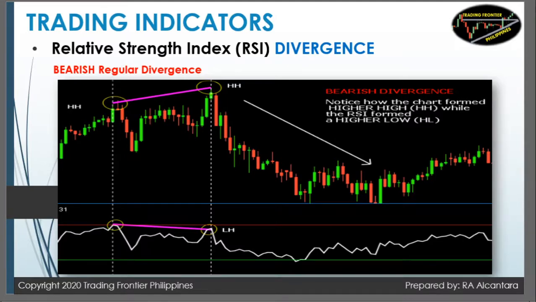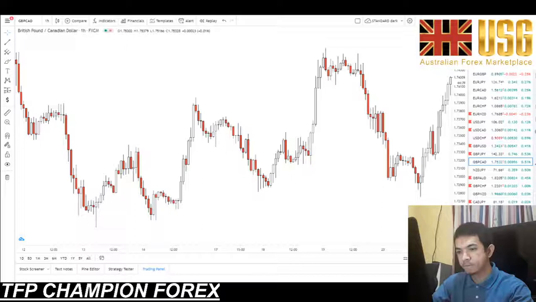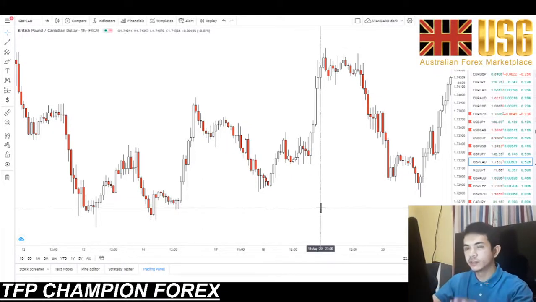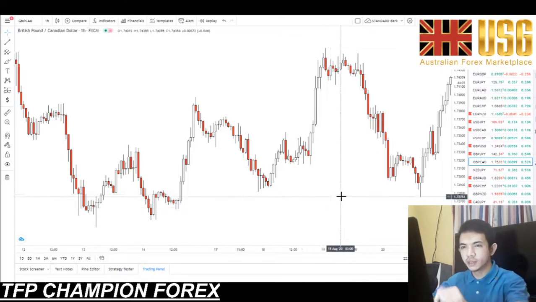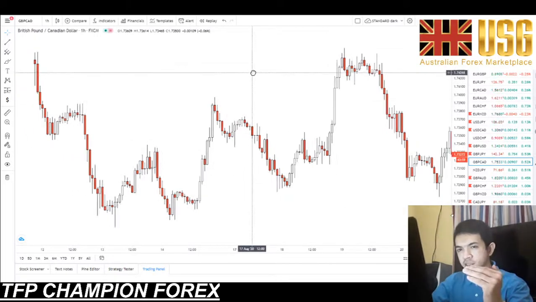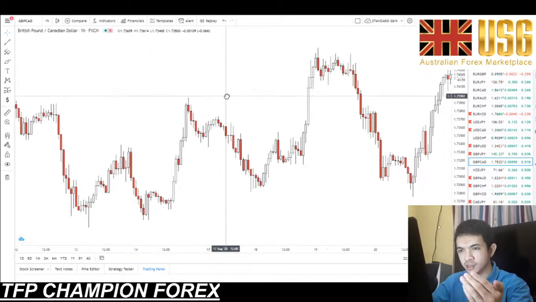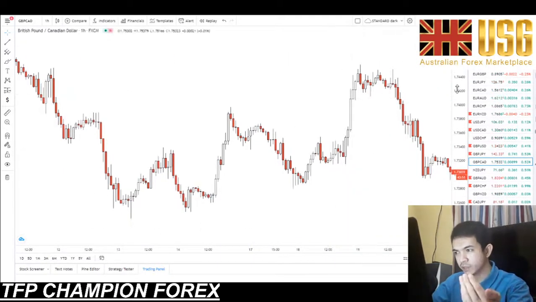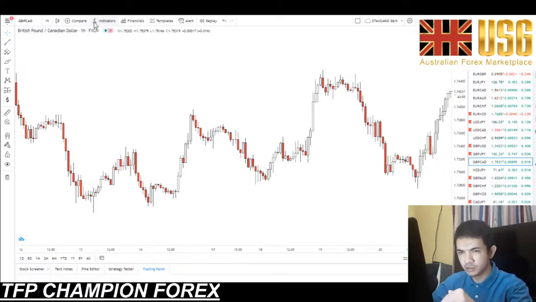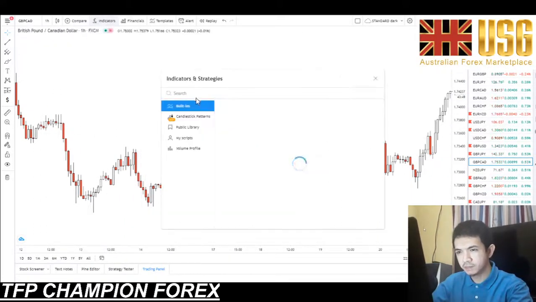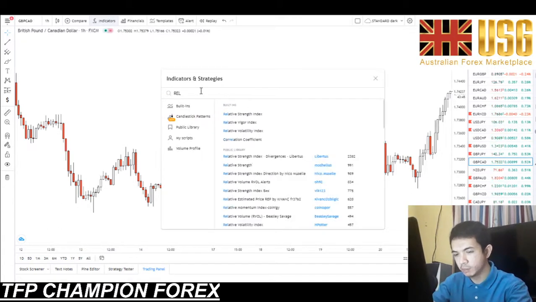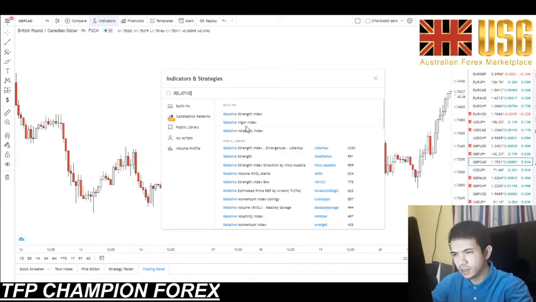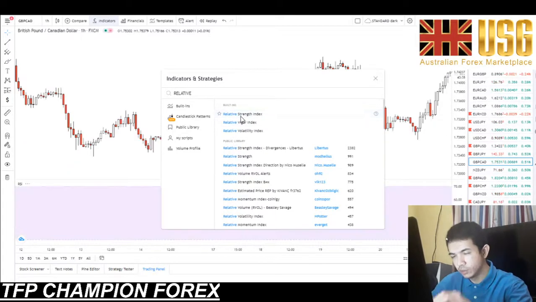So let's go to our actual charts. All right, so what do we have here? Currently we are at GBP CAD. But before that, again, since the majority of you are beginners, definitely you're fond of using indicators. So basically, if you're using this charting platform called TradingView, you can just type in relative, and there it comes. It will automatically pop up.